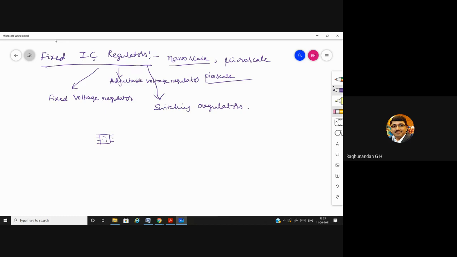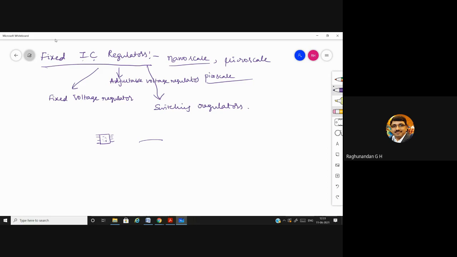Because if you connect our circuit, what you have seen in voltage divider, voltage regulator, you need to connect wires and all those things. But here everything is embedded inside it, so there is no question of unnecessary wires and making it in bulk size. Those things can be avoided.